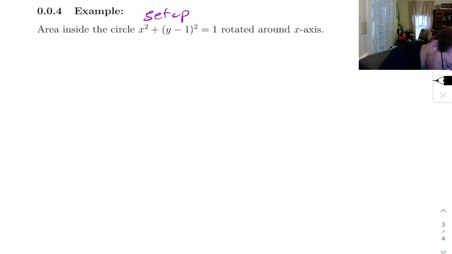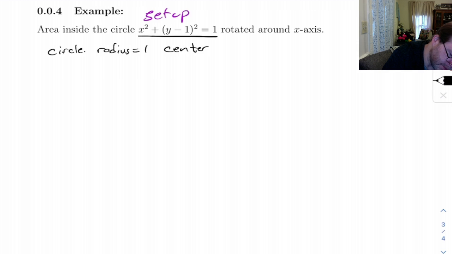All right, so first off, this is a circle, and its radius is 1, and its center, if you remember about circles, the center, x minus h and y minus k, h and k are the coordinates of the center. So the center is going to be at (0, 1). And if you have trouble visualizing that, just type that into Desmos. It'll plot it for you.